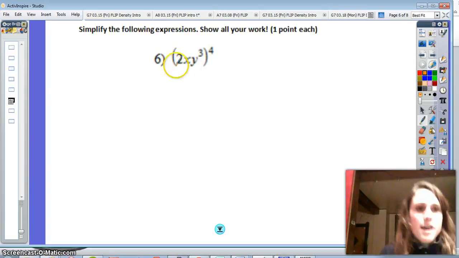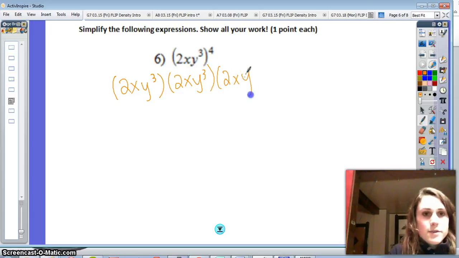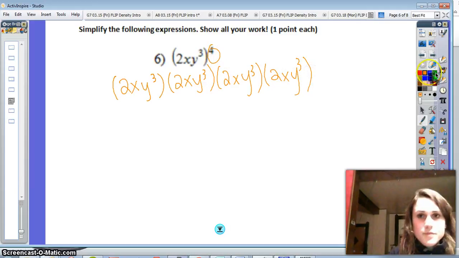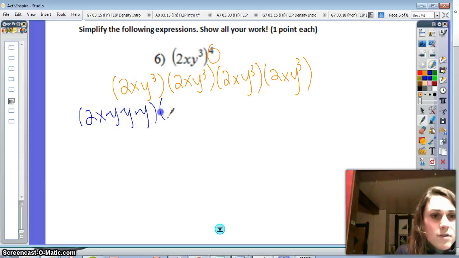Number 6, we now have 2 variables. We have x and we have y. So let's first expand this. 2xy to the third. We have this 4 times. Okay, so I'm first just writing this out 4 times. The next step you could do is expand this further. So 2x, and then we have 3 y's within each parentheses.